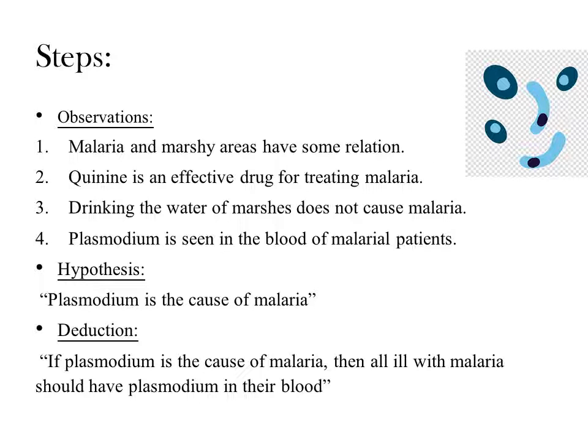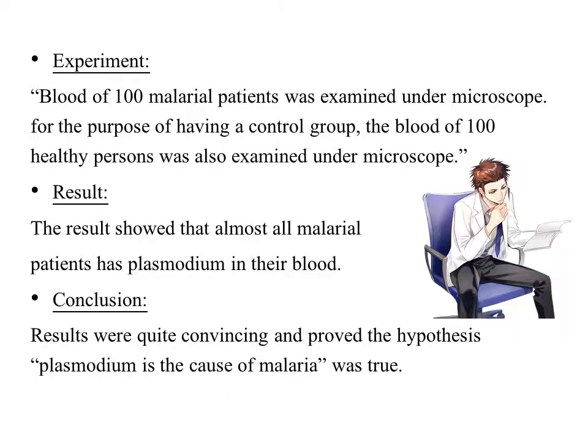From this hypothesis, a deduction was drawn. If Plasmodium is the cause of malaria, then all persons ill with malaria should have Plasmodium in their blood. After that, the main step was done, that is experimentation.